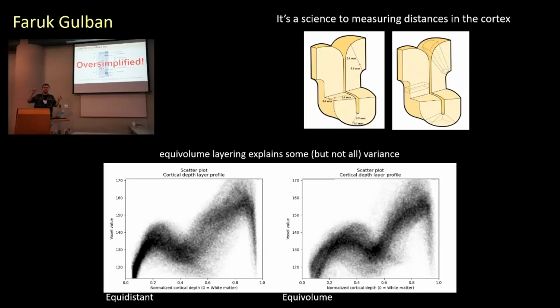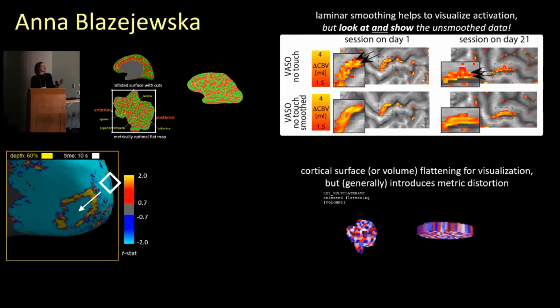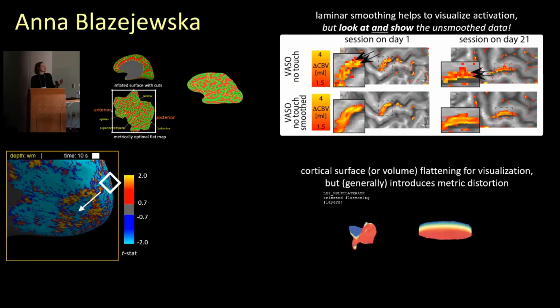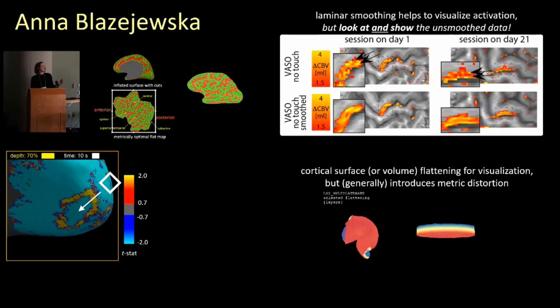We also heard from Anna, who told us about how to perform visualization. She taught us how to generate laminar profiles. She taught us about 2D visualizations, flattening. She showed us how to smooth the data as well. This laminar smoothing helps us to visualize the activation, but she cautioned us to make sure to look at and show both the unsmoothed data and smoothed data to make sure that in the smoothed data, we're not seeing any spurious activations.